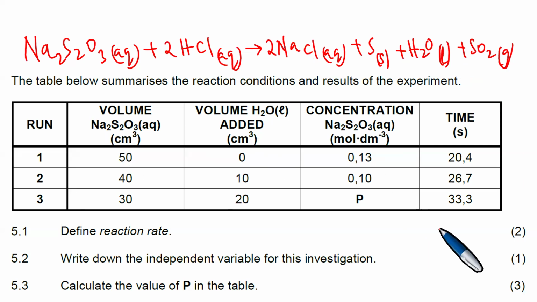The table below summarizes the reaction conditions and the results of the experiment. So we have run 1, 2, and 3. Then volume: the volume decreases from 50 in run 1, to 40 in run 2, and 30 in run 3, so you can see a decrease by 10. 50 minus 10 is 40, subtract 10, get 30. The volume of water increases: it's 0, then 10, then 20. Then the concentration is 0.13, 0.10, then P. The time in seconds is 20.4, 26.7, 33.3.